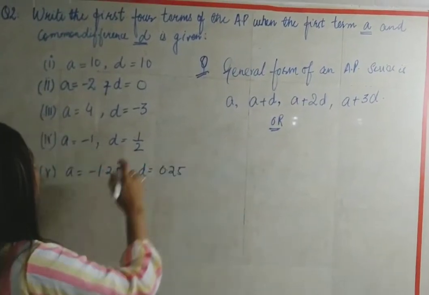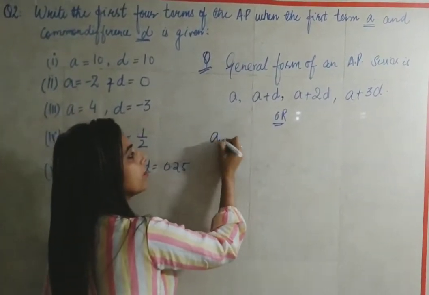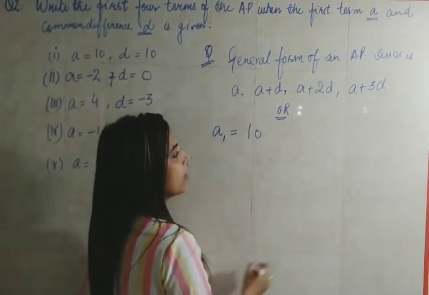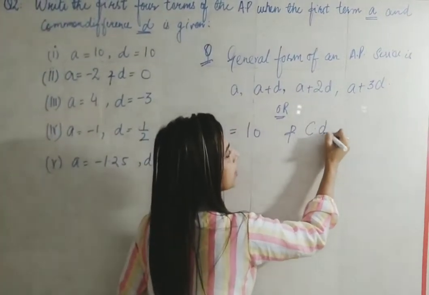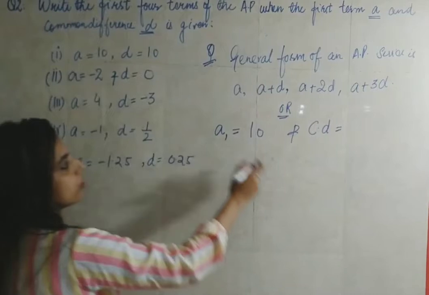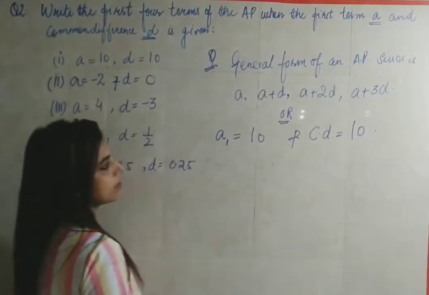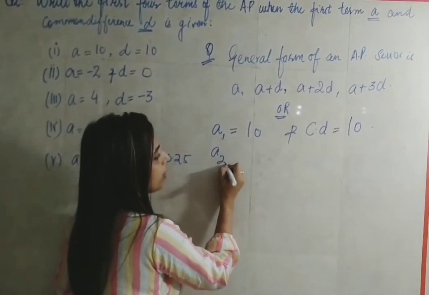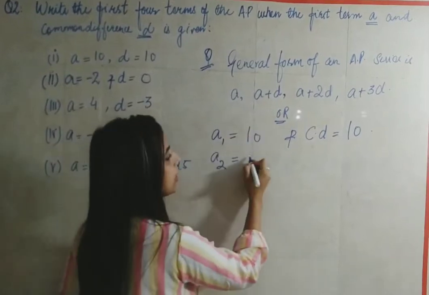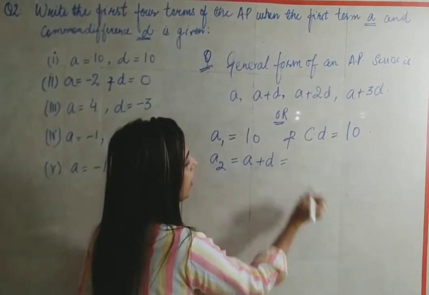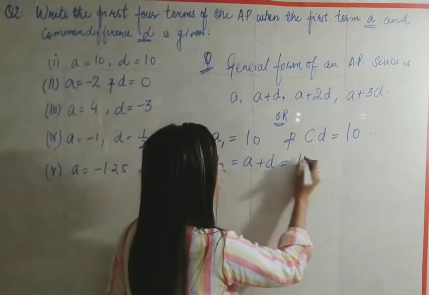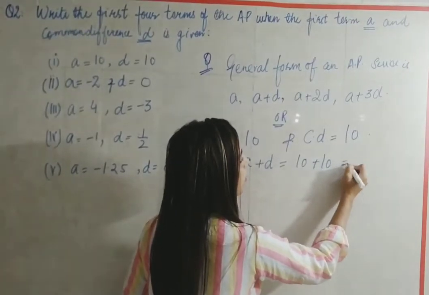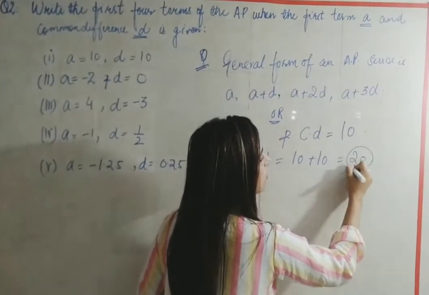In fact, here you are given A, that is the very first term A1, which is equal to 10, and the common difference D is equal to 10. So now you have to find A2, as A1 is given. So A2 is equal to A plus D, and it will be equal to 10, that is A1 or A, plus D, which is also 10, and it will be equal to 20. So this is our A2.